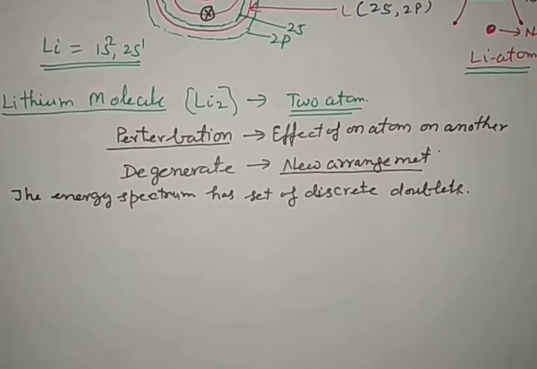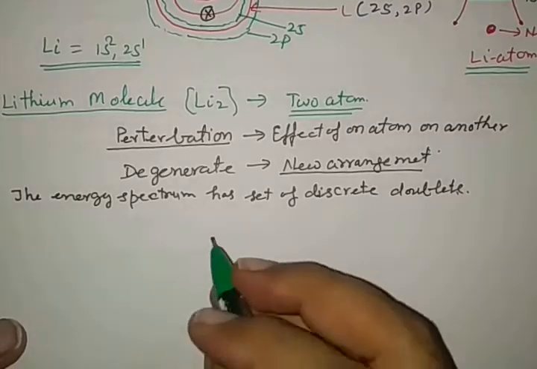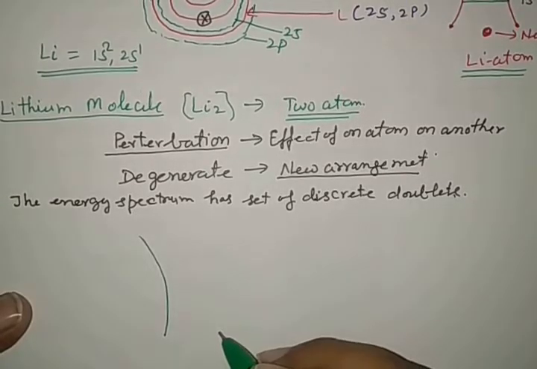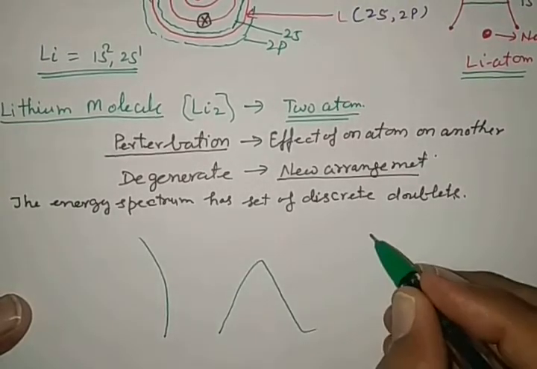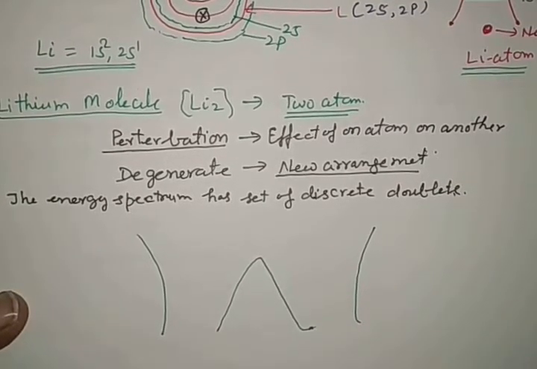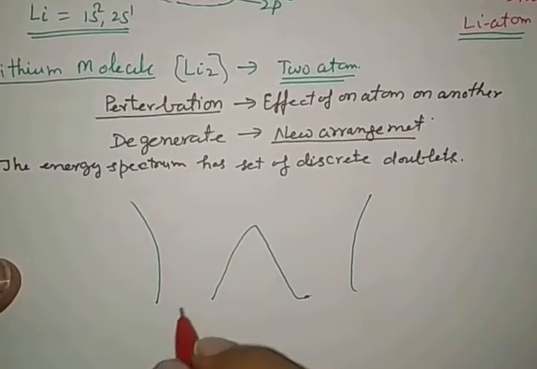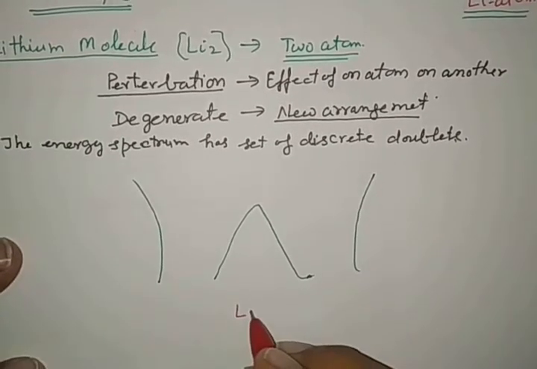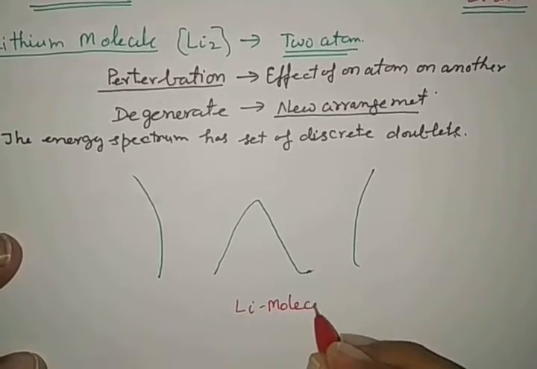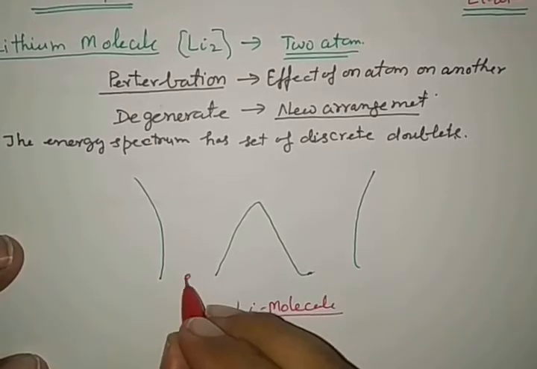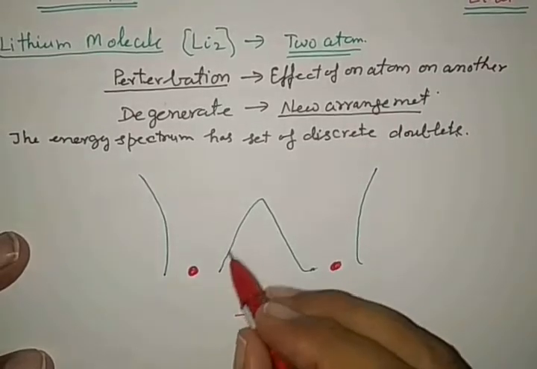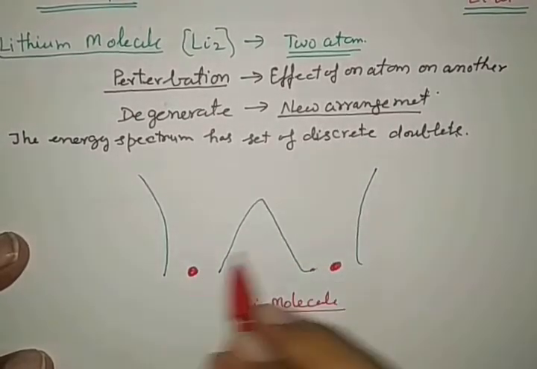See very carefully here, by the 2-atom arrangement in the diagram. What is the new arrangement? Let us take this arrangement for the lithium molecule: the first lithium atom, its nucleus, and the second lithium atom. This is a potential barrier, right?